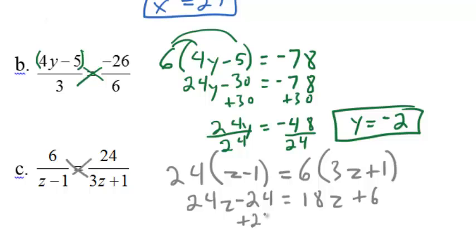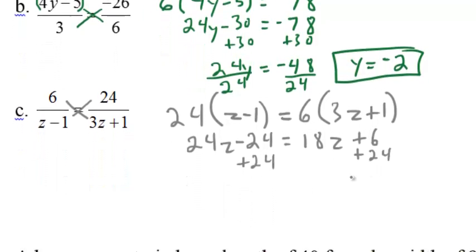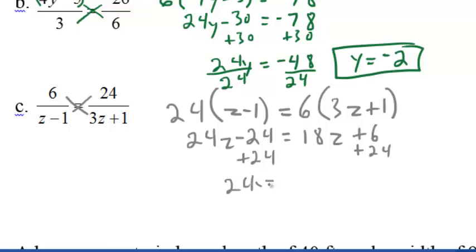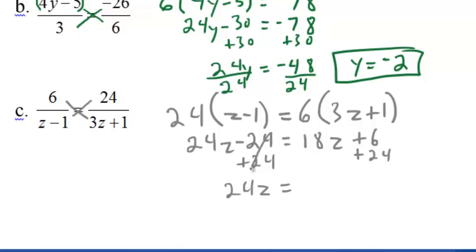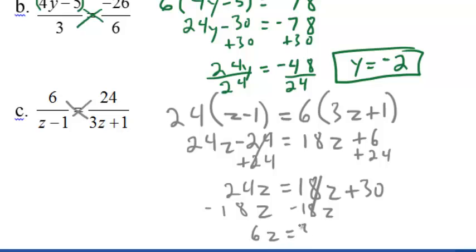I'm going to add 24 to both sides here. So I've got 24z, after that canceled out, is equal to 18z plus 30. All right, then subtract that 18z over. So 24 minus 18 is going to leave me with 6z equals 30. And then I divide both sides by 6. Sorry, I'm kind of running out of room. Divide by 6, so I've got z is equal to 5.